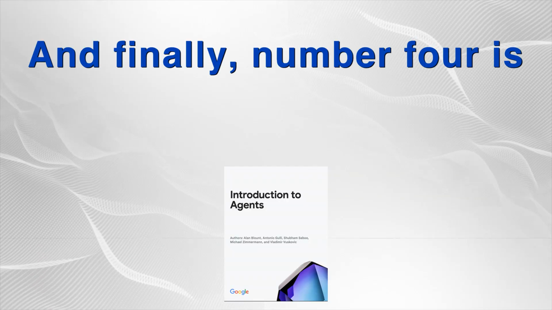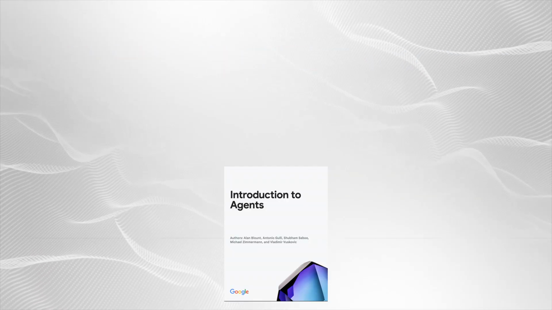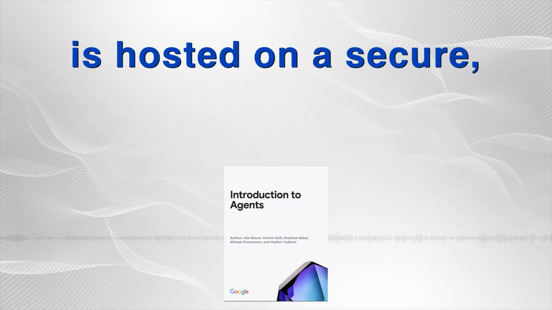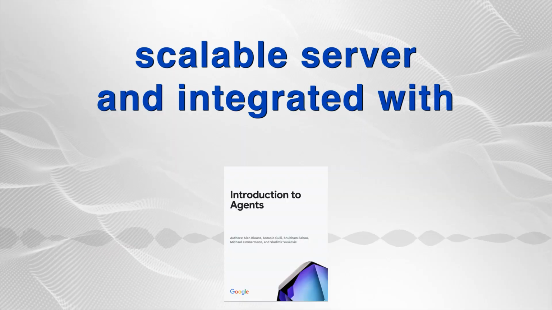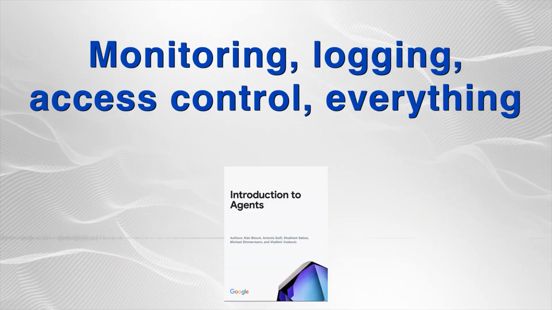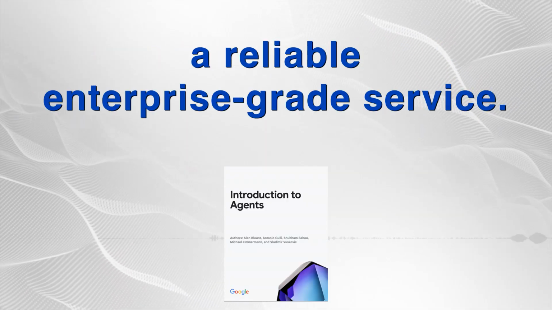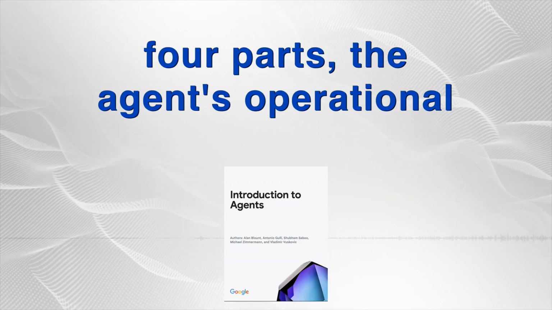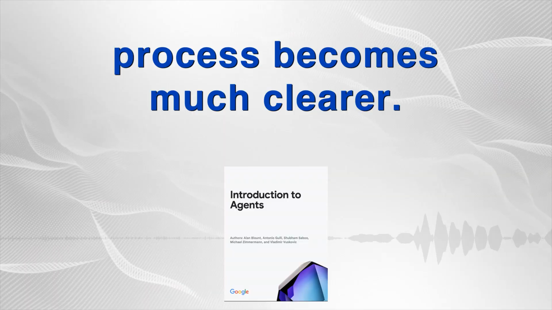And finally, number 4 is deployment, the body and legs. This is how the agent is hosted on a secure, scalable server and integrated with production services. Monitoring, logging, access control, everything you need to make it a reliable, enterprise-grade service. And if you understand those 4 parts, the agent's operational process becomes much clearer.